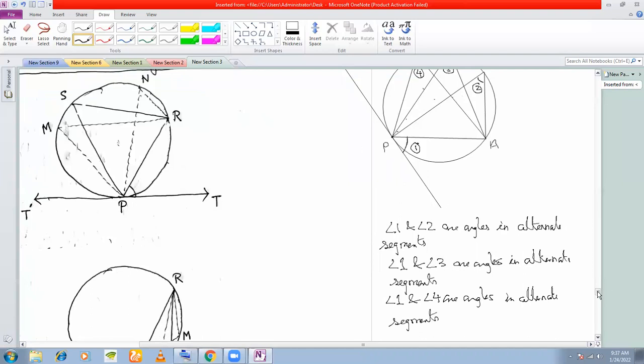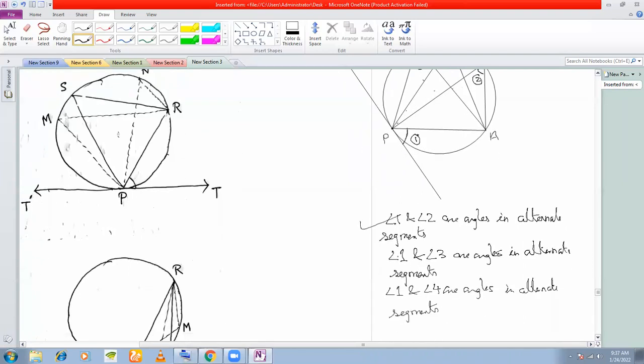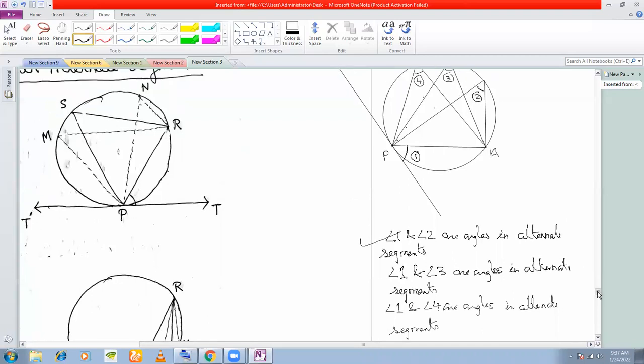Right? All these pairs of angles, angle 1, angle 2, these are called angles in alternate segments. Angle 1 and angle 3, these are called angles in alternate segment, because if you see, one angle is in the minor segment and the other angle is in the major segment, right? Similarly, angle 1 and angle 4 are also angles in alternate segments. Okay. Now, what can be the other angles in alternate segments? Let's see.